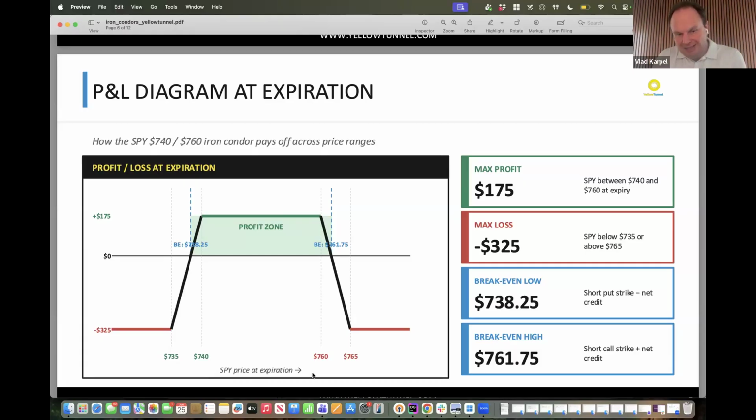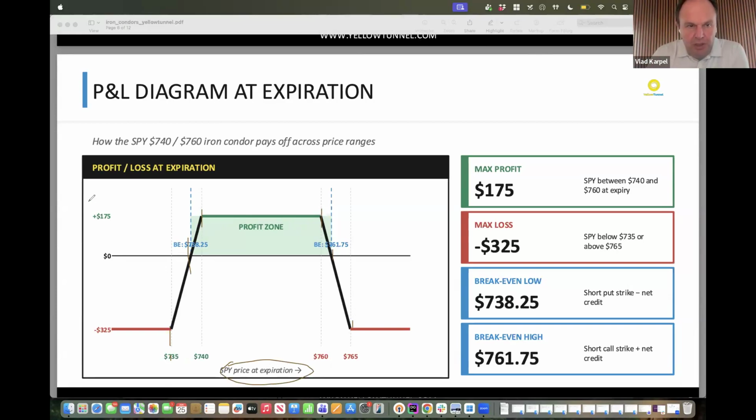Your x-axis is the Spider's price, right? 730. What happens at the 735 level? What happens at 740, 760? Let me see if I can draw it. Right, so 735 is an important level, the 740 level, the break-even level. These are important data points. And we're looking at the Spider's x-axis at different levels at expiration, and your y-axis is the profit, right?